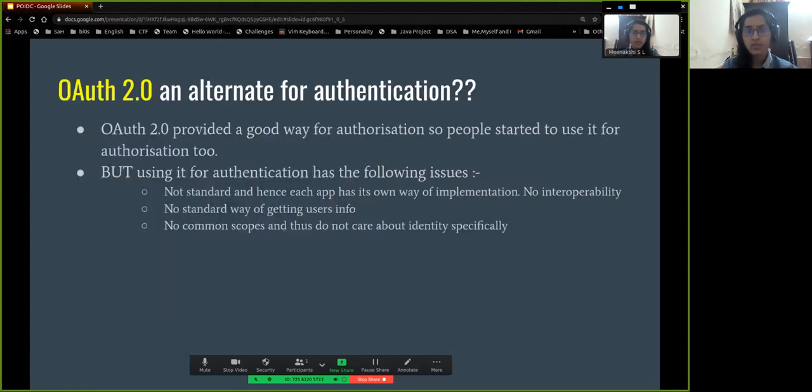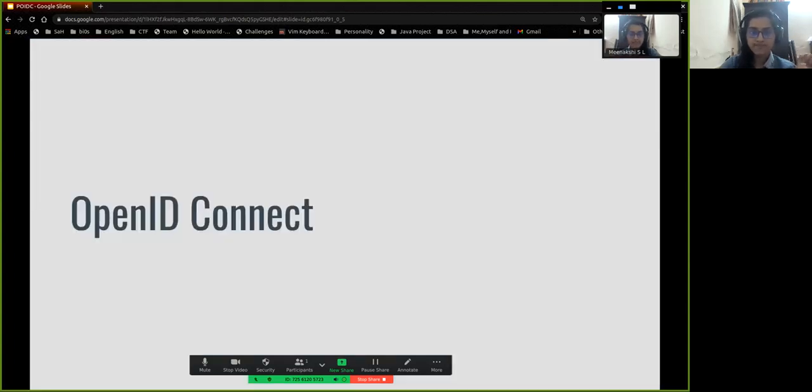So OAuth 2.0 was a very good protocol for authorization, but people started using it for authentication. But it had a lot of problems. So why is that? There was no standard. Therefore, each app had its own implementation. There was no interoperability. There were no common scopes, and they did not really care about the identity specifically.